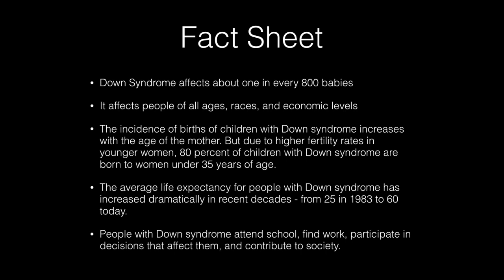The average life expectancy for people with Down syndrome has increased dramatically in recent decades, from 25 in 1983 to 60 today. People with Down syndrome attend school, find work, participate in decisions that affect them, and contribute to society.